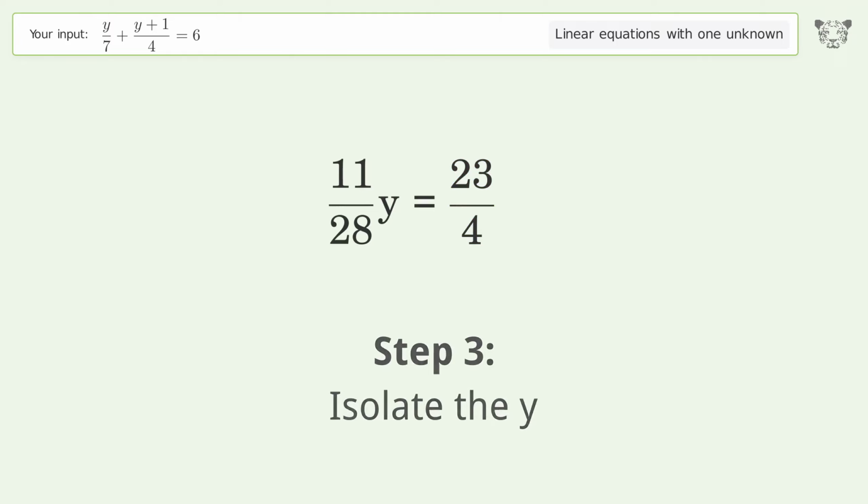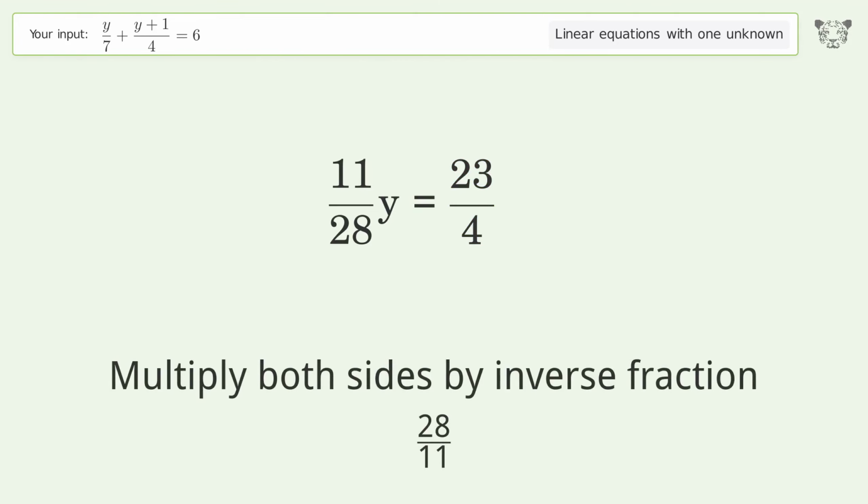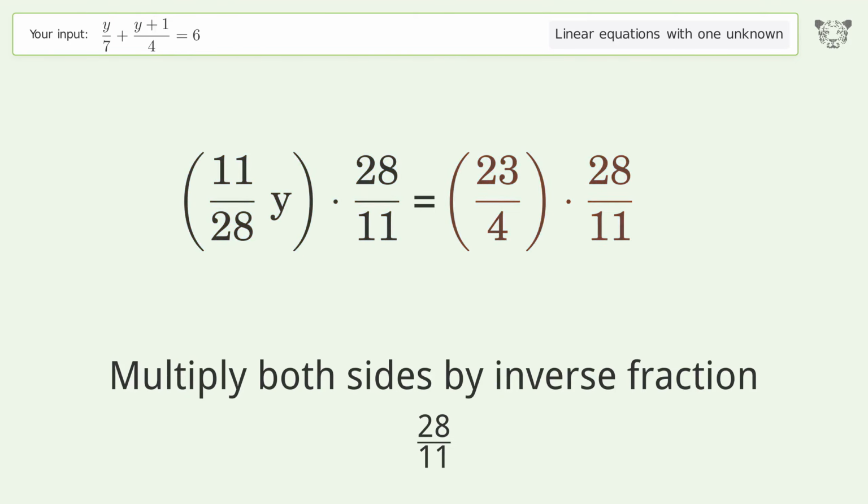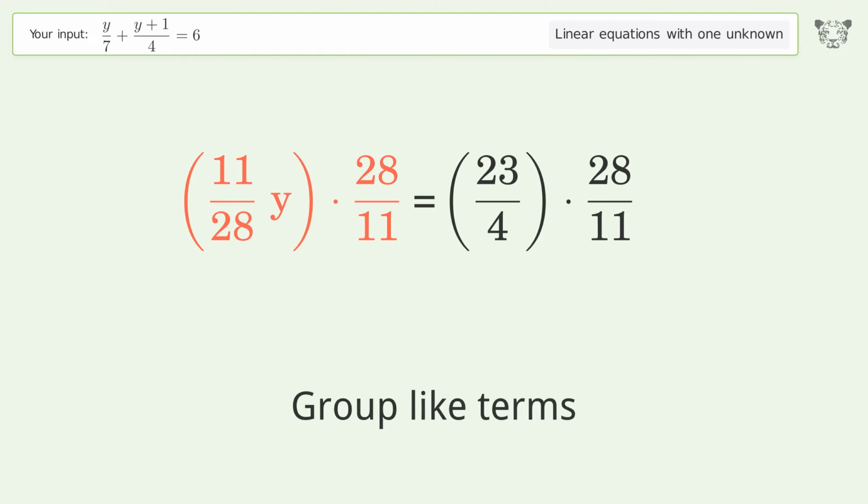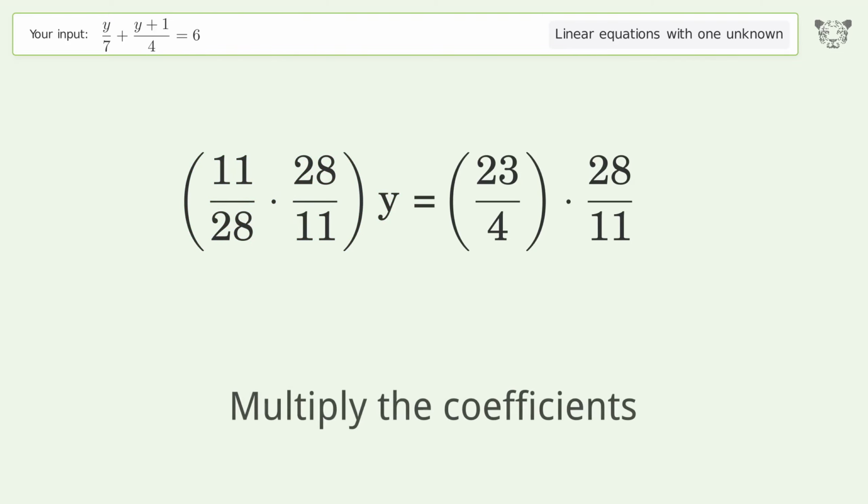Isolate the y. Multiply both sides by inverse fraction 28/11. Group like terms. Multiply the coefficients.